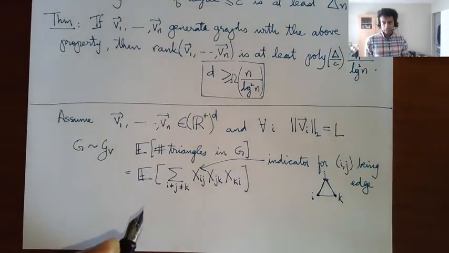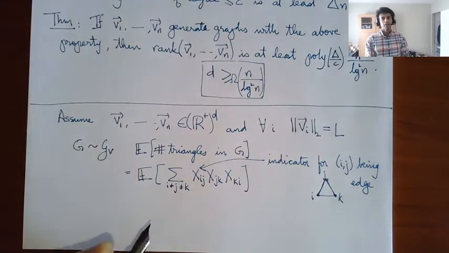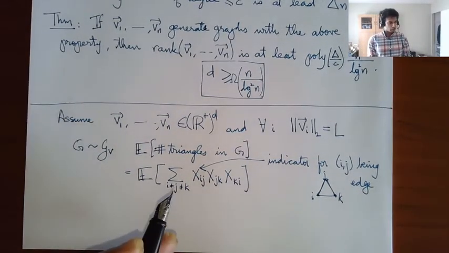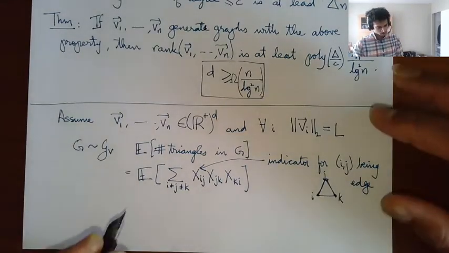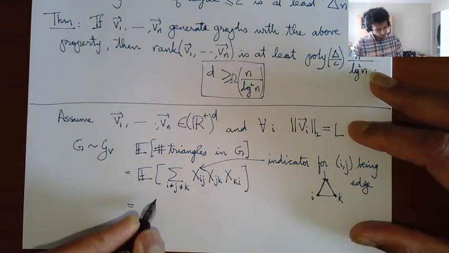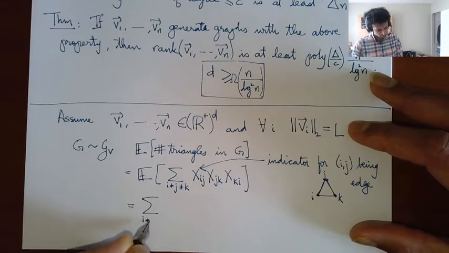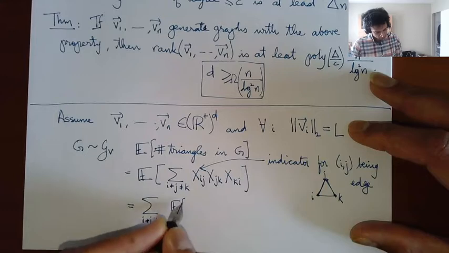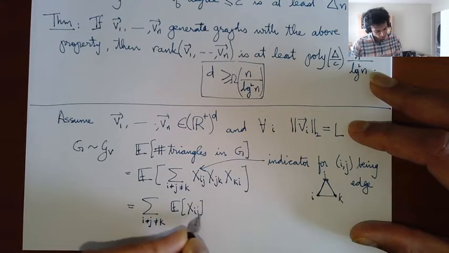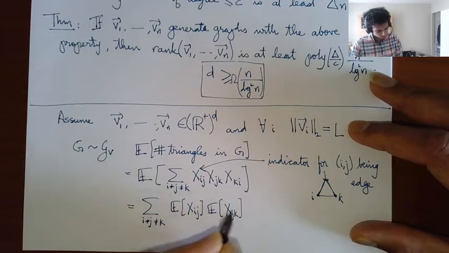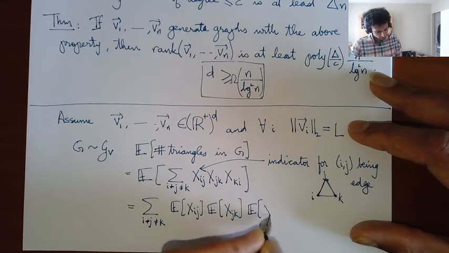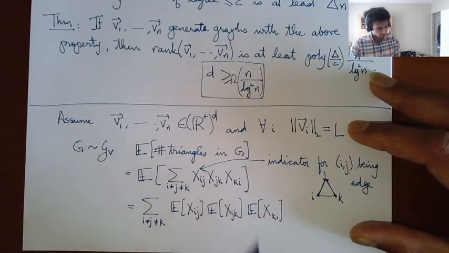Now, using linearity of expectation and the independence of i, j, k, and interestingly, I need only three-way independence. Because I'm only looking at expectations, I can write this, for i not equal to j not equal to k, as the expectation of x_ij, the expectation of x_jk, and the expectation of x_ki.